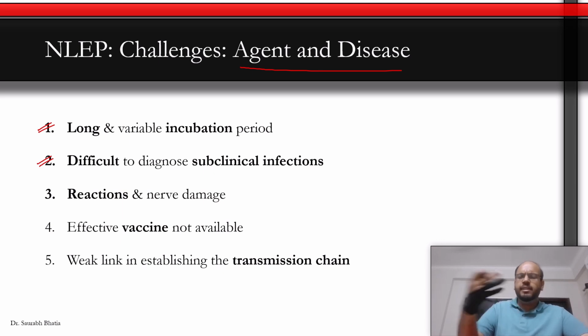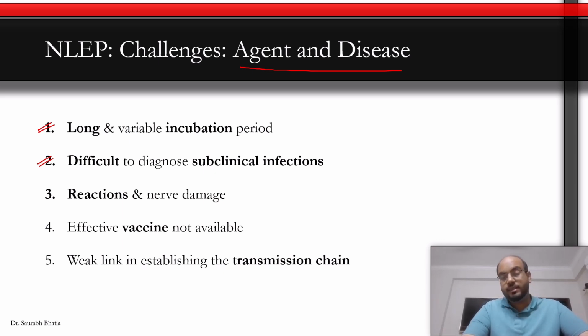We can easily diagnose if the leprosy has already set in and you have clinical symptoms and signs. But what happens when there are no clinical symptoms and signs? How to diagnose? We don't have reliable tests available as of now. And that makes it difficult for NLEP to go to each and every patient and treat before the disease sets in. Reactions and nerve damage. We know that reactions and nerve damage can happen even after completion of treatment. Even after completion of successful treatment, you can still have reactions and nerve damage. And that poses a challenge to NLEP, how to take care of that.